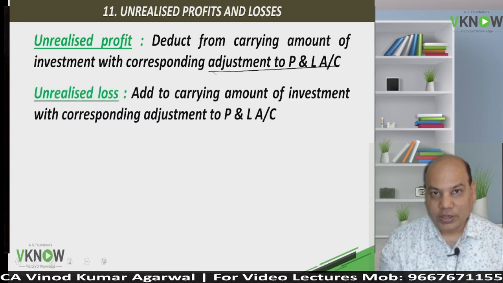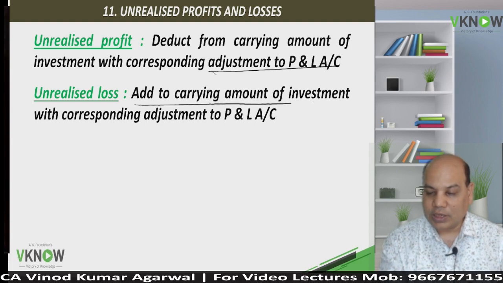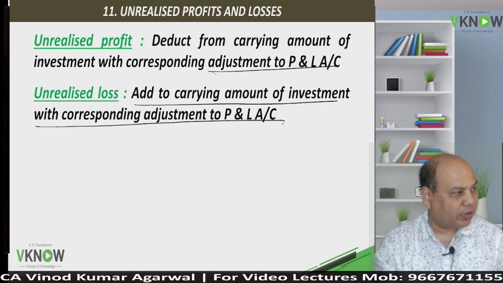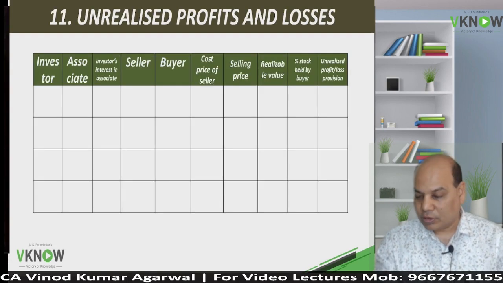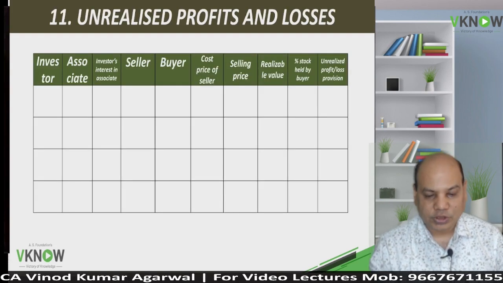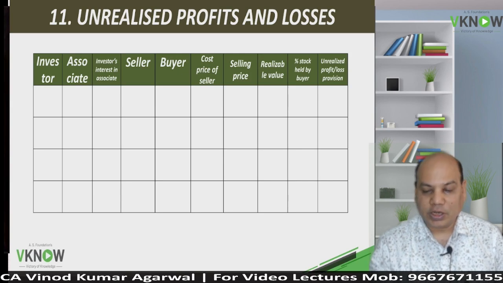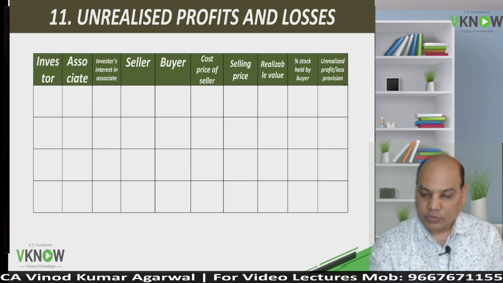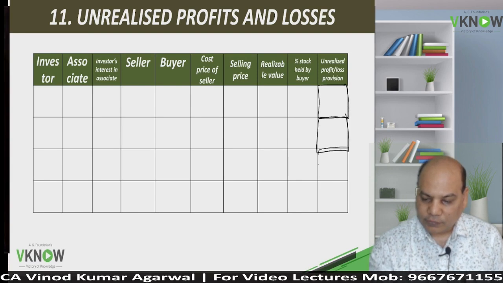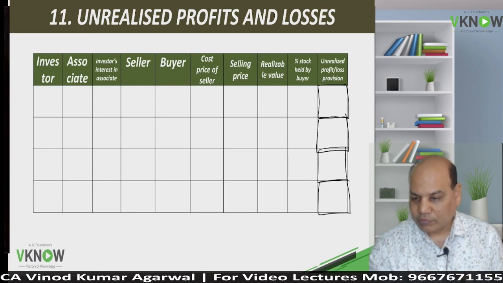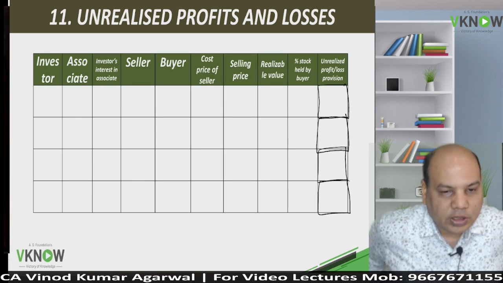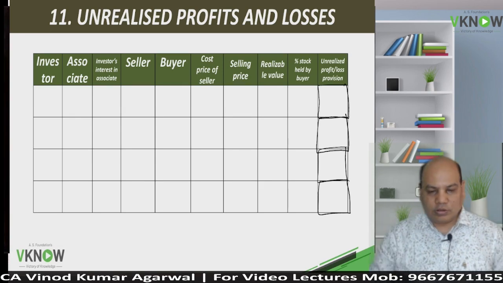Then the unrealized loss entry, I have also told you: add to the carrying amount of investment with a corresponding adjustment to the profit and loss account. Now we'll take one question which is already printed in the book. You will have to do fill in the blanks work, and you have to answer how much would be the unrealized profit or loss.